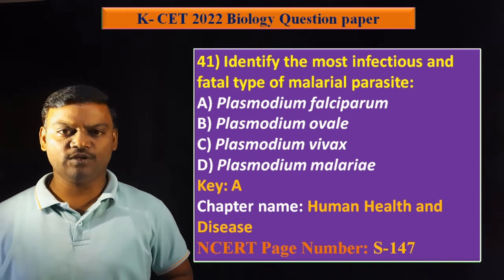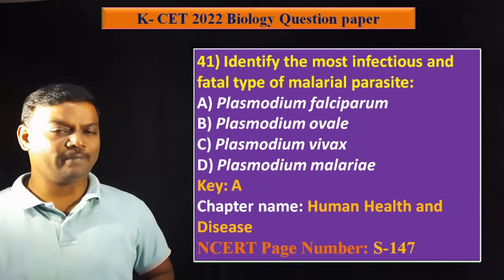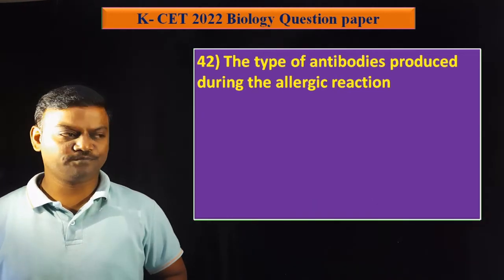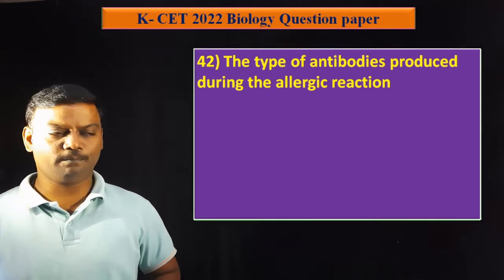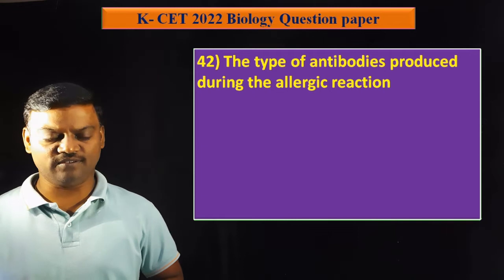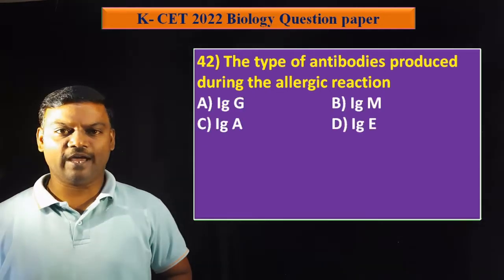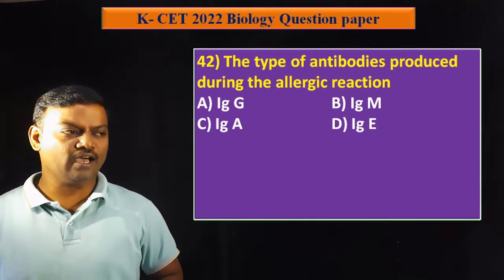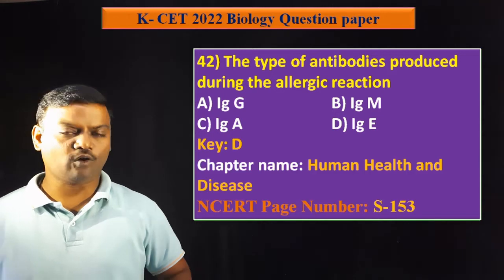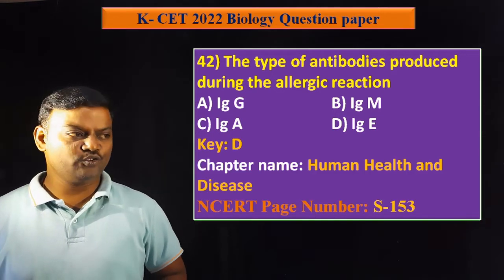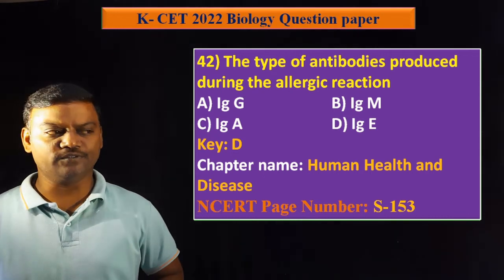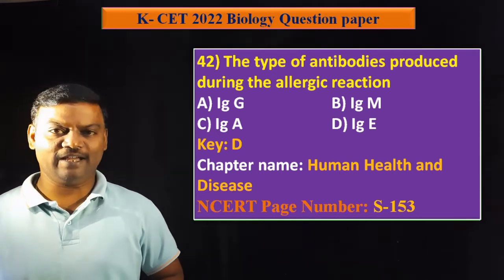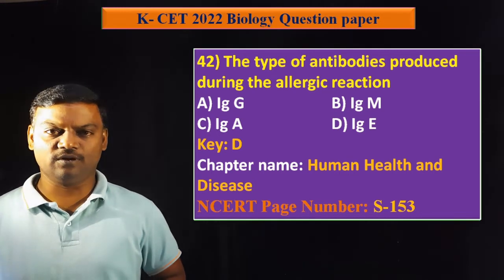It is a question from Human Health and Diseases, NCERT page number 147. Question number 42. The type of antibodies produced during allergic reaction. Option A, IgG. Option B, IgM. Option C, IgA. Option D, IgE. In this, the correct answer is option D. So during allergic reaction, our body can produce some of the antibodies like IgE. It is a question from Human Health and Diseases and NCERT page number 153.